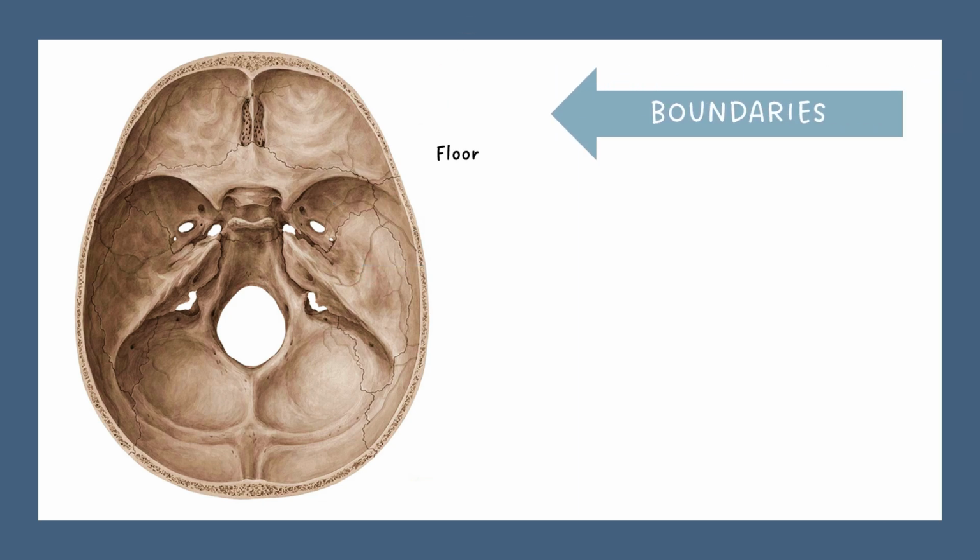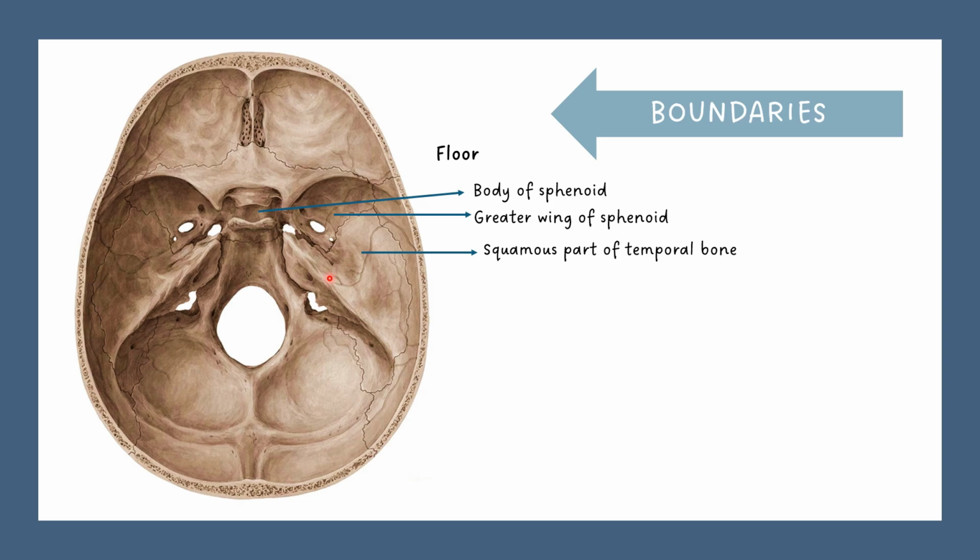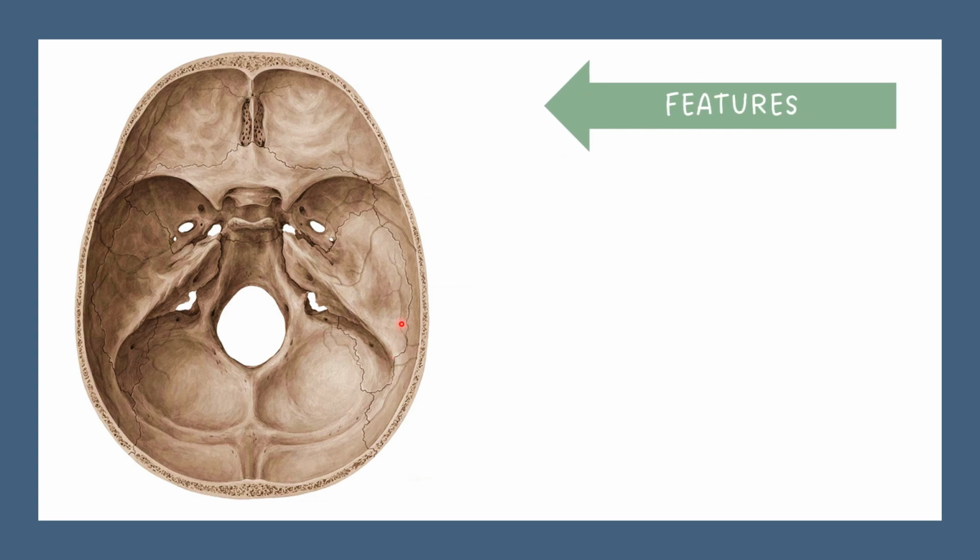The floor in the central part is formed by the body of the sphenoid and laterally it is formed on each side by the greater wing of sphenoid, the squamous part of temporal bone and the anterior surface of petrous temporal bone. Now let's look at the features of middle cranial fossa. The sulcus chiasmatis is a transversely running groove just behind the jugum sphenoidum. It is named after its relation with the optic chiasma, which actually never comes in contact with it but lies posterior superior to the sulcus. The sulcus chiasmatis leads laterally into optic canals.